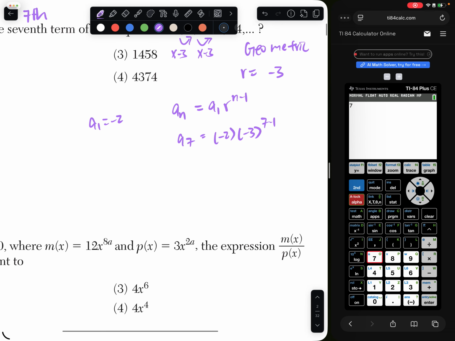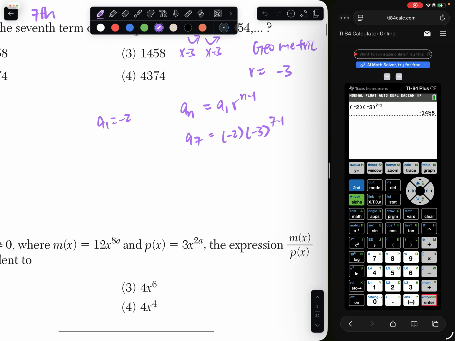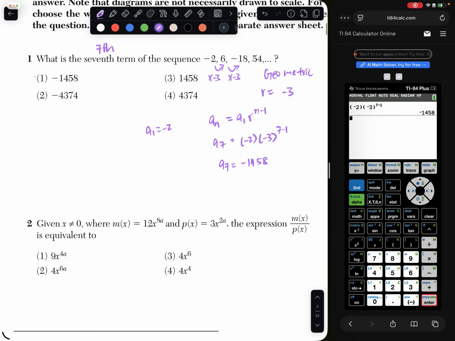Normally I would recommend you use your calculator to do this. You are given a calculator for this whole entire test, so I don't see why you would not. Minus 1, 7 minus 1, and I get a sub 7 is equal to -1,458, and that is choice 1. And that also makes sense because every odd term is going to be negative.